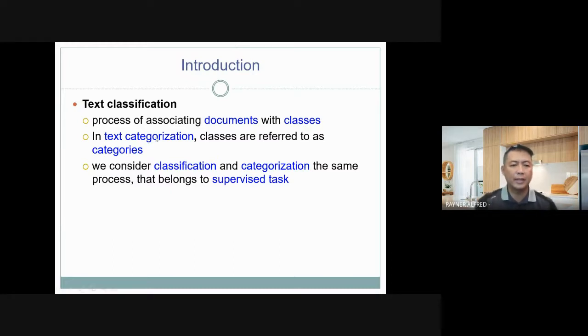Supervised tasks meaning that they have been trained. Okay, this is a very important term. Supervised task means before the algorithm can classify the document, it has been trained using labels, or using the name of the class, previously. Okay.